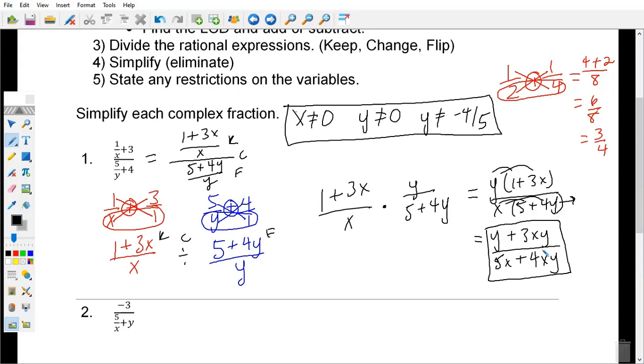So remember, when you're looking at your denominators, you're asking what would make my denominator equal to 0. Well, we already know x can't be 0. That was one of the first things we stated. But now we're down to 5 plus 4y. If I have 5 plus 4y equal to 0, what do I need to do to get y by itself? I would have to subtract the 5 and divide by the 4. So y cannot equal -5 over 4.